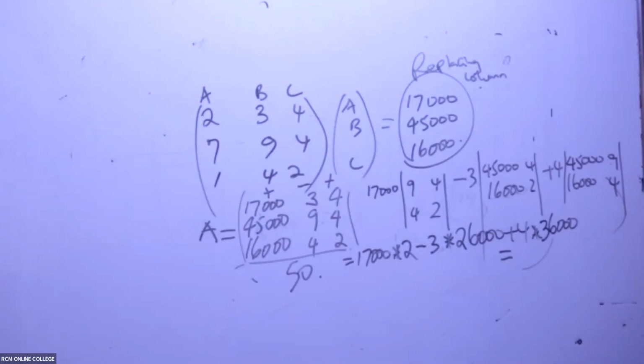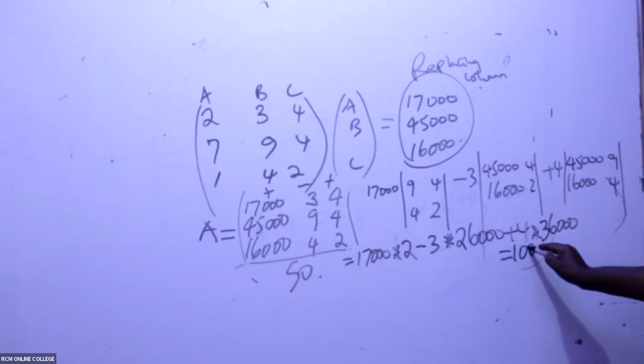17,000 times 2 minus 3 times 26,000 plus 4 times 36,000. Give me an answer. Yeah, I'm being given one, although I need some confirmations. 100,000. I'm being given a figure of 100,000. Is it 100,000 or 1 million? If you use comma separators, 1 million, eh? Use comma separators, 100,000. Please, Diana, check well.